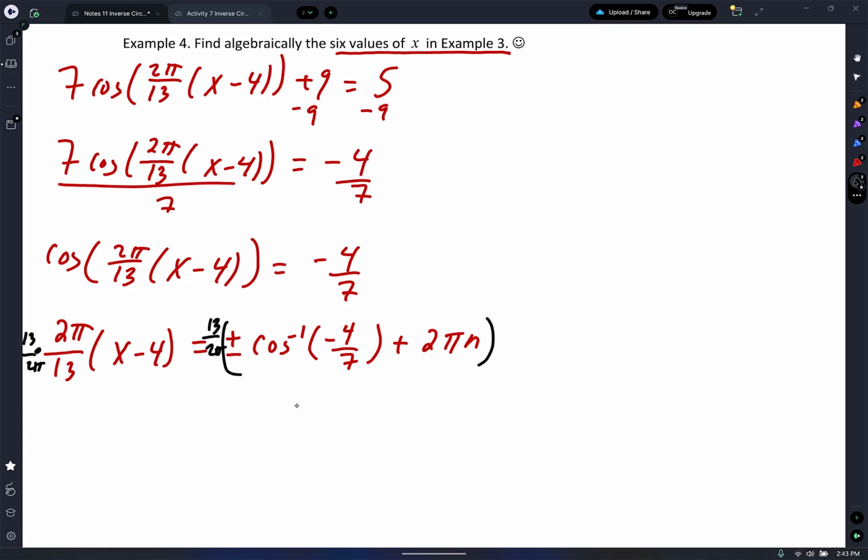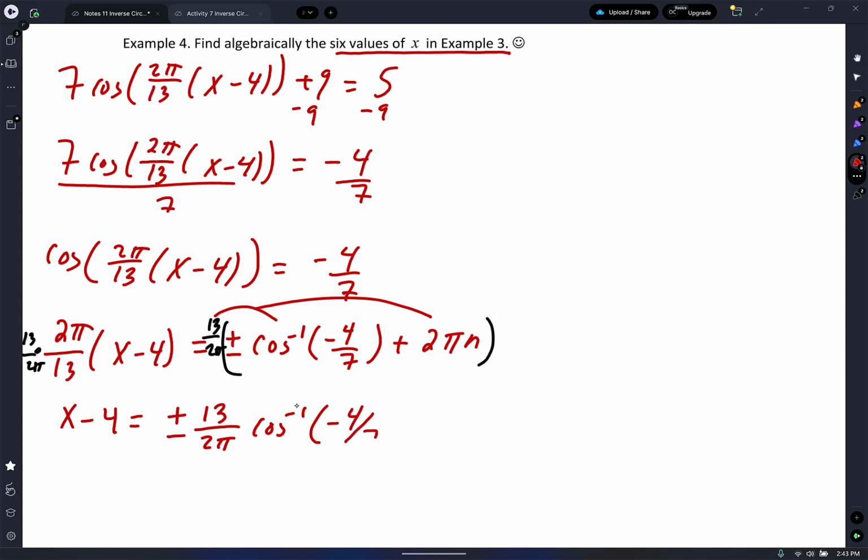So here's what I'm going to have. I'm going to have x minus 4 equals, and I'm going to distribute this like so. Put plus minus and put the 13 over 2 pi in front of the arc cosine. 13 over 2 pi, arc cosine of negative 4/7. Let me write the negative 4/7 better. Negative 4/7. Close it. Plus, when you distribute the 13 over 2 pi, the 2 pi's cancel and you just get 13n. Are you shocked by seeing the 13n back there?